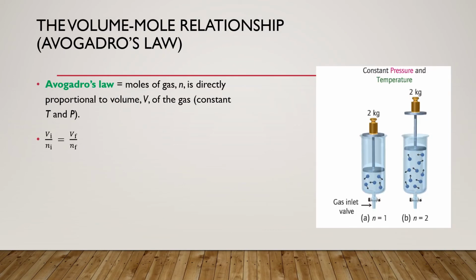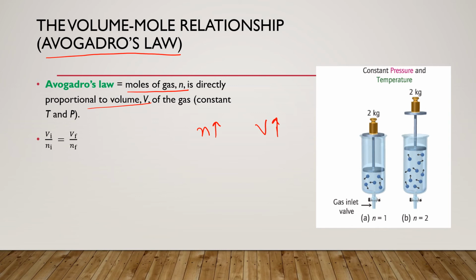In all the gas laws that we have described so far, the amount of gas has remained constant. In this section, we will consider the relationship between moles of a gas and its volume. The relationship between the volume of a gas and its number of moles is given by Avogadro's law. According to Avogadro's law, the moles of a gas n is directly proportional to its volume V. And remember, in this relationship, the temperature and pressure remain constant. So in other words, if the number of moles of gas goes up, the volume will also go up.